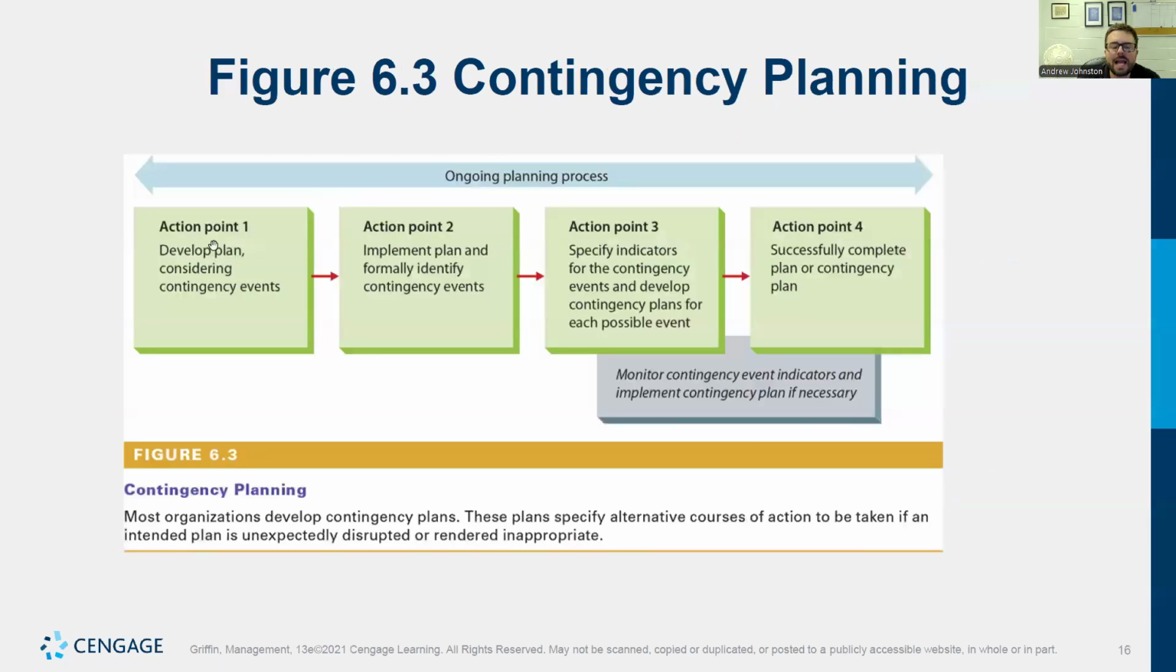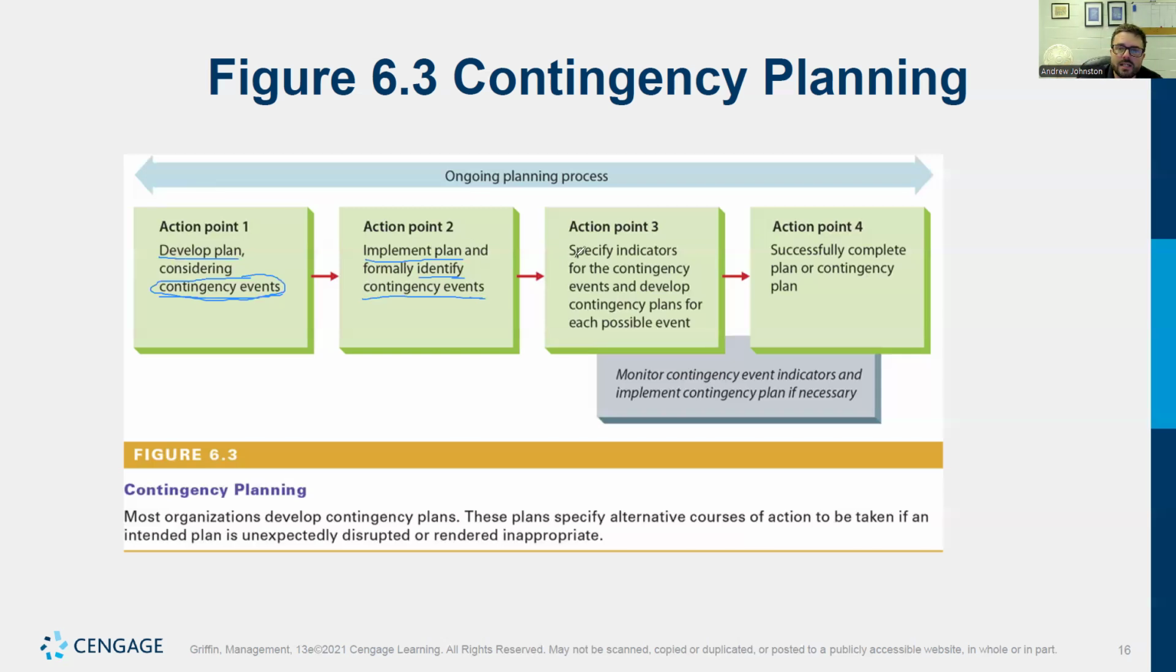This is an example of planning with contingency planning as part of it. Contingency planning is part of the planning process. You develop your plan at the very start, but you consider what could go wrong, the contingency events. Point 2, you start implementing your plan and you're scanning the environment. If any of these contingency events are happening, the first step is to identify them. You say, perhaps we're headed towards an economic recession in the housing market, if you're a mortgage lender or a housing supplier, builder.